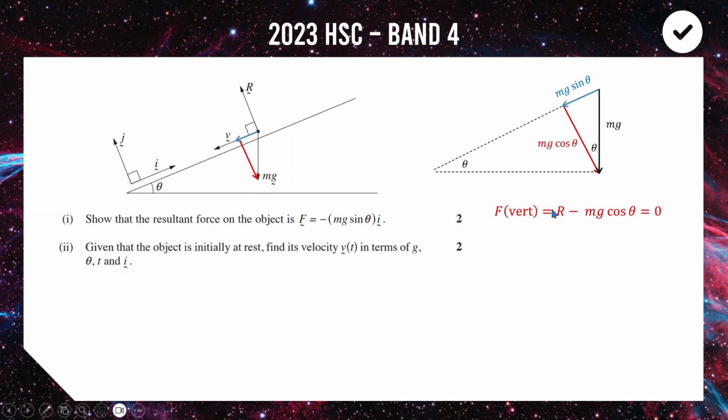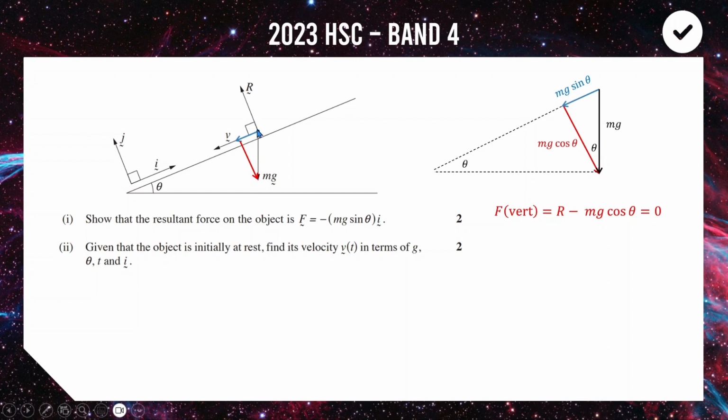So we have our vertical forces. We have R going up in the same direction as j, so R is positive. And the red one that we said is mg cos theta, that's going down, so it's negative. Okay, we have R positive, we have mg cos theta being negative, and these two are resulting with a force of 0 because the object isn't going up or down.